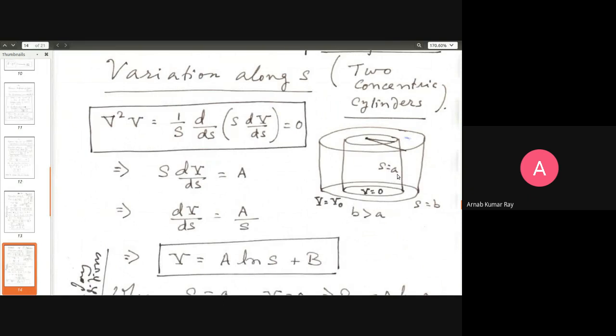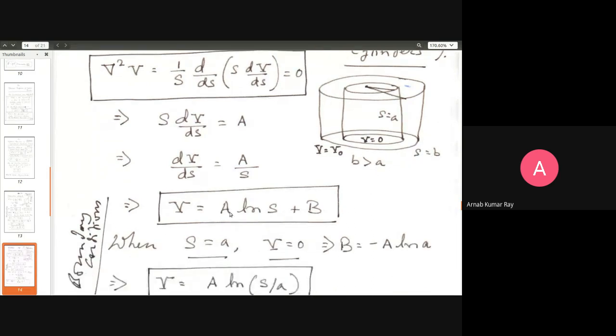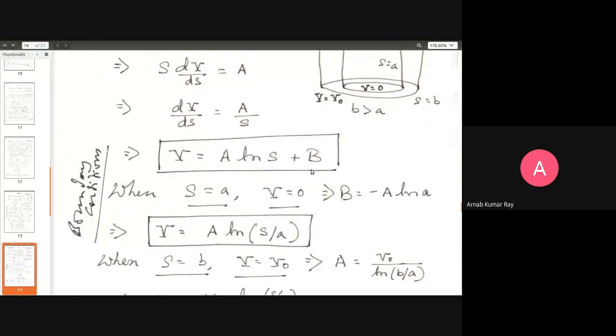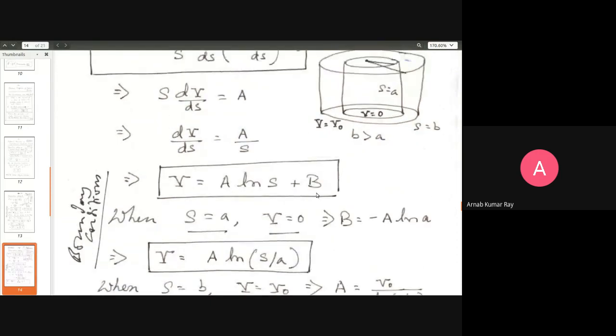at S is equal to a and S is equal to b respectively, where b is the outer radius, the larger radius, b greater than a, small b and small a. And you also have two constants over here, capital A and capital B. Okay, let us see now. When S is equal to small a, V is equal to 0.